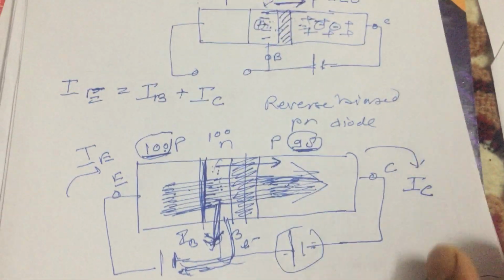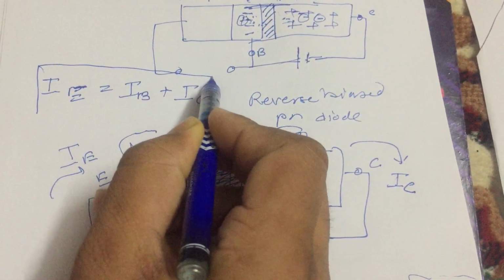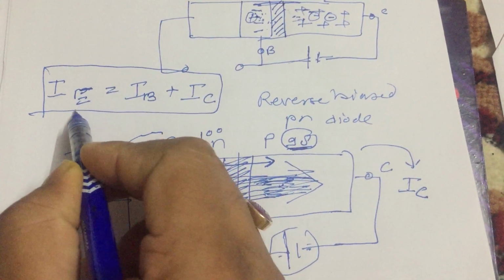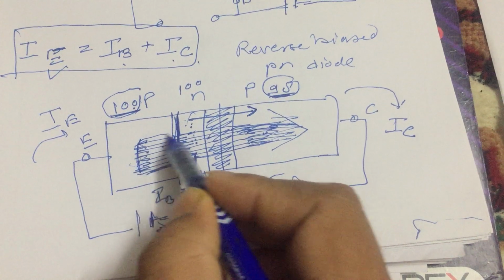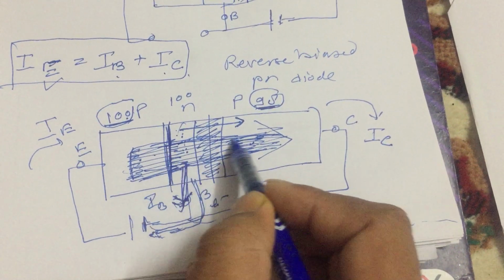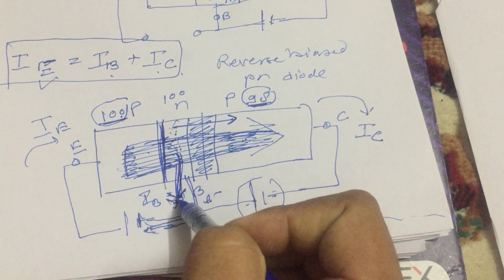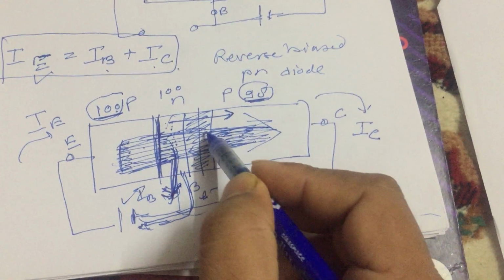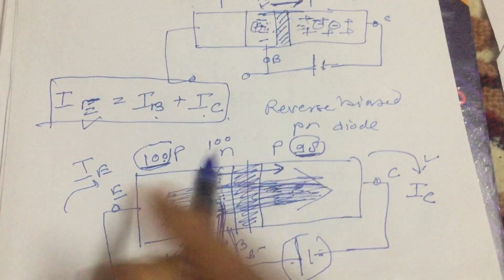Yes, so now we say this is the current equation. IE must be equal to IB plus IC. Of course, this current is IE, and from this IE, this is a wider current. Some current is moving outside from the base region. This is IB, and almost all of it is able to cross the junction. That becomes IC.